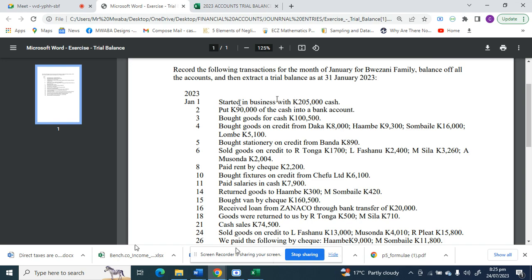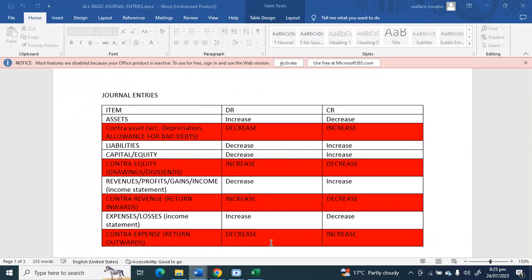So this is now where we come to the double entry rules. Both accounts are asset accounts. So bank is an asset, it's increasing, it's receiving. So we debit bank 90,000. Cash is an asset, it is reducing, we credit cash 90,000. Any questions?